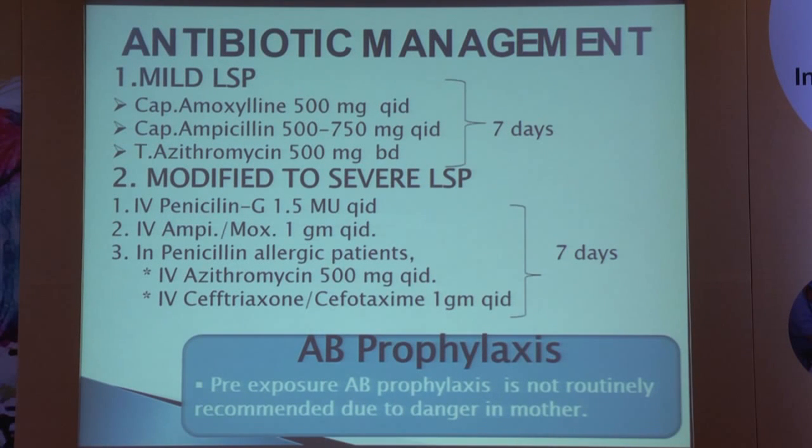Antibiotic management for mild leptospirosis: amoxicillin 500 milligram QID, ampicillin 500 to 750 milligram QID, azithromycin 500 milligram BD for a week. And moderate to severe LSP, IV penicillin G 1.5 million international units QID, and IV ampicillin or amoxicillin 1 gram QID for 7 days. In penicillin allergic patients, IV azithromycin 500 milligram, IV ceftriaxone or cefotaxime 1 gram QID for 7 days.